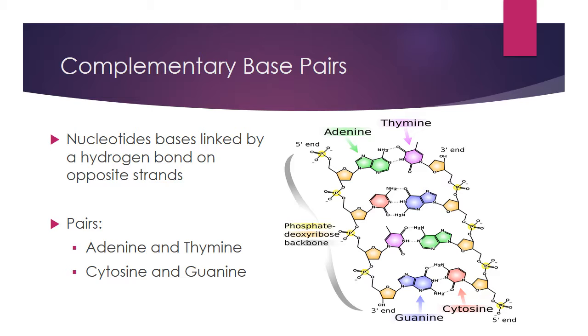Complementary base pairs. Nucleotide bases are linked by a hydrogen bond on opposite strands. They come in pairs, such as adenine and thymine and cytosine and guanine. As shown in the picture, adenine and thymine are together, and guanine and cytosine are together.